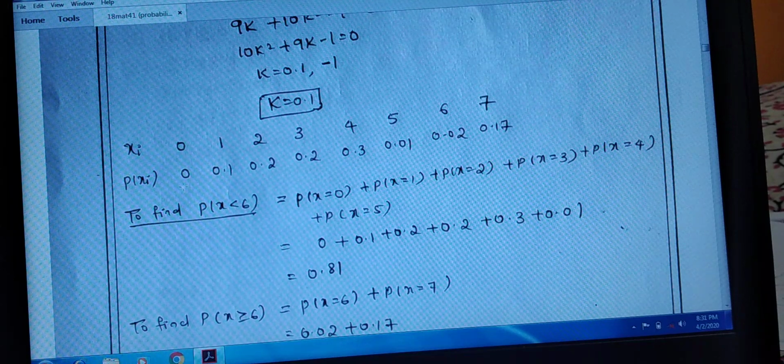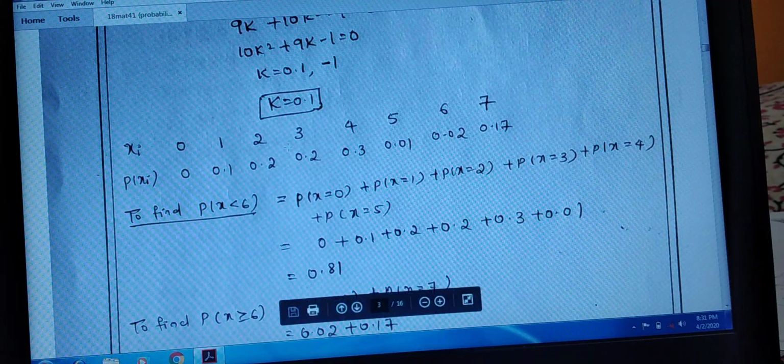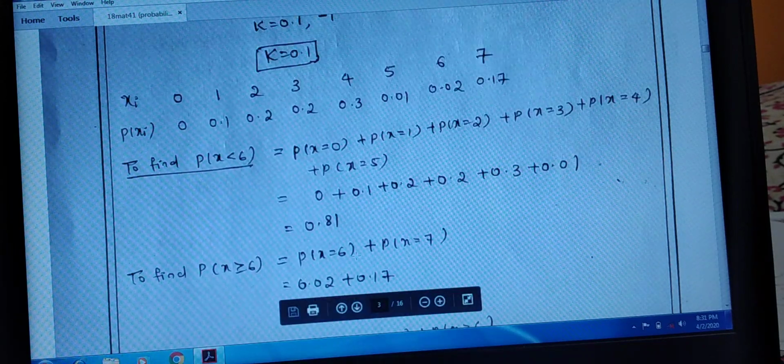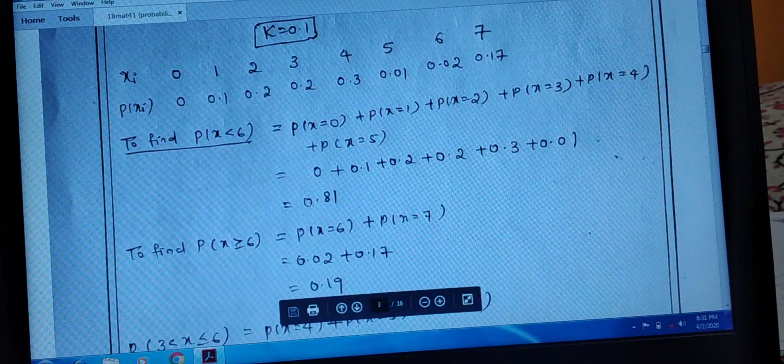by the second row. That is, probability of x equals 0 is 0, plus probability of x equals 1 is 0.1. You can see 0 plus 0.1, and probability of x equals 2 is 0.2, plus probability of x equals 3 is again 0.2, plus probability of x equals 4 is 0.3, plus probability of x equals 5 is 0.01. So here they have given all the numbers. So you can just add them and you're going to get the answer as 0.1.